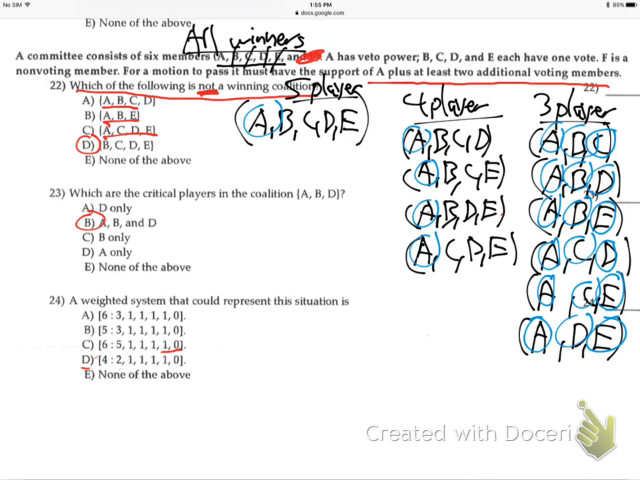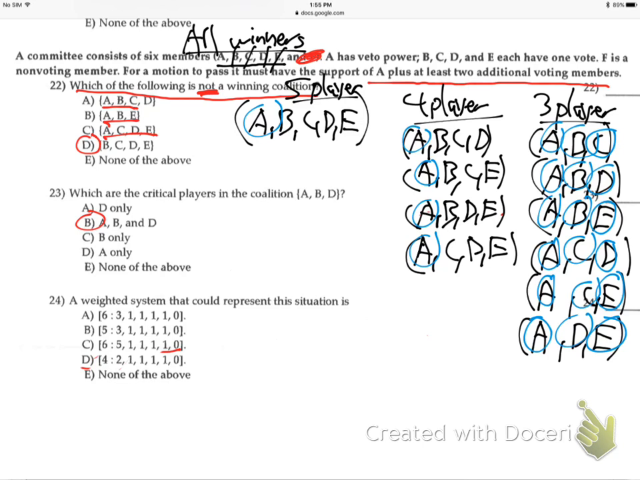How about on the 4-player team? If one of these B's, C's, or D's drops out, do they lose then? Are they critical? No, because if one of them drops out, you still have A and 2 others. You're still good, huh? So nobody else is critical on the 3-player teams except for A. If A drops out, yeah, they lose because they got to have A and 2 others. But if one of the others drops off, they still got A and 2 others. So nobody else is critical.